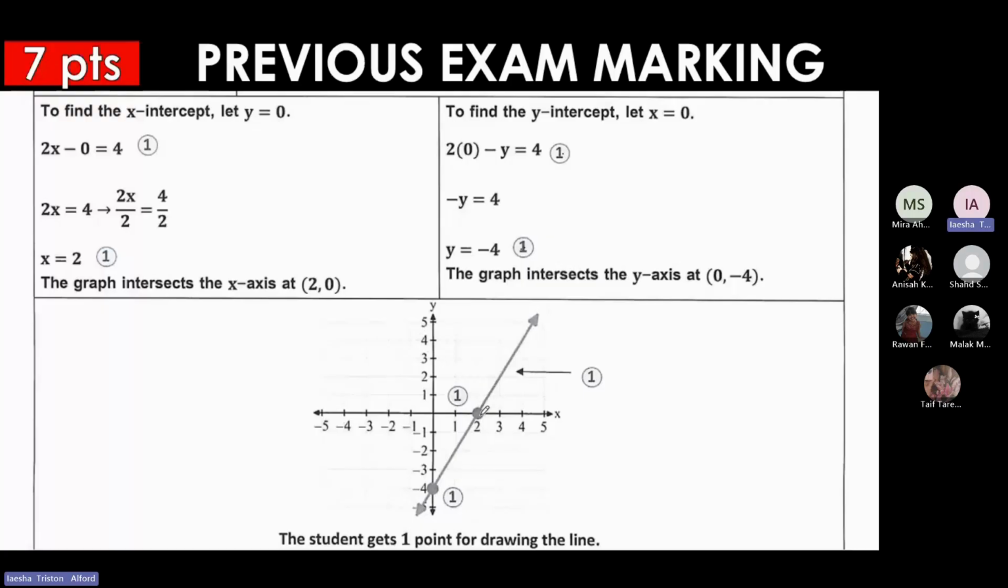See about the graph. Did you put the x-intercept correct? Did you put the y-intercept correct? And see what this sentence says. The student gets 1 point for drawing the line. The line has to have arrows on the end. It can't just be this. You have to make sure you put the arrow on both sides because a line continues. It doesn't ever stop. So maybe this question will be same about 7 marks, maybe more. Everybody have the idea? Yeah.